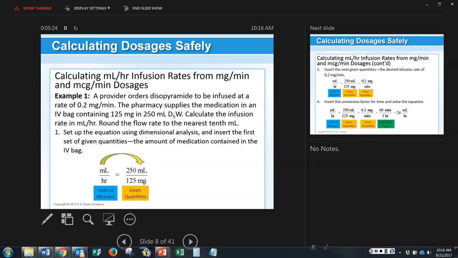Alright, so let's look at this problem here. A provider orders disopyramide to be infused at a rate of 0.2 milligrams per minute. The pharmacy provides the medication in an IV bag containing 125 milligrams and 250 milliliters of D5W. Calculate the infusion rate in milliliters per hour. Round the flow rate to the nearest 10th milliliter.